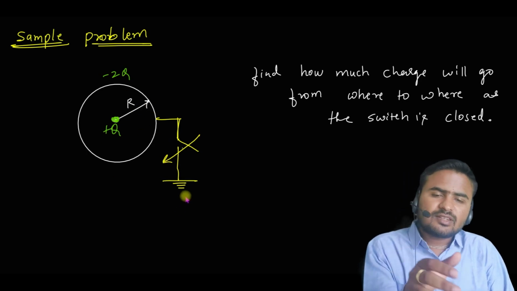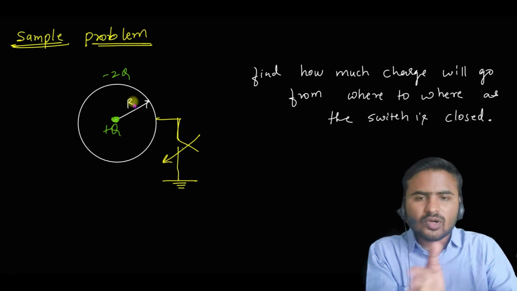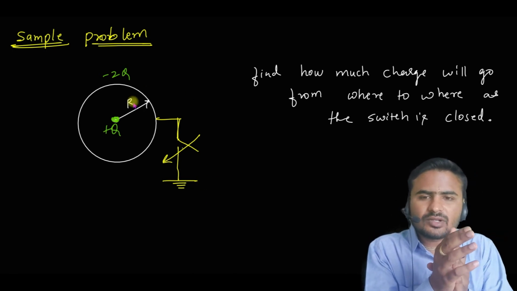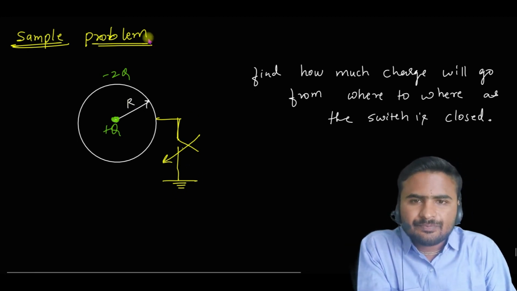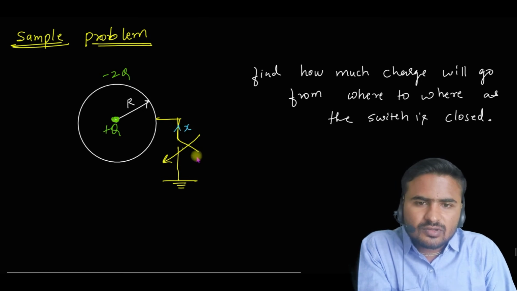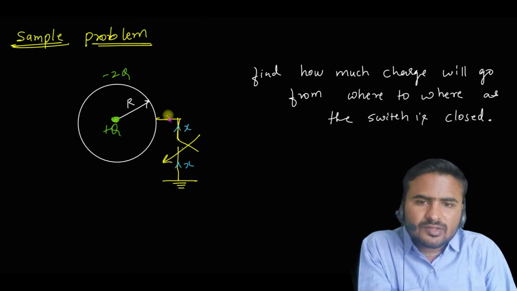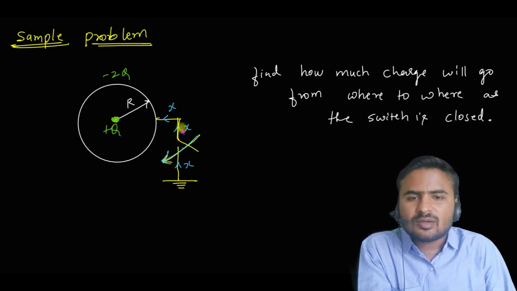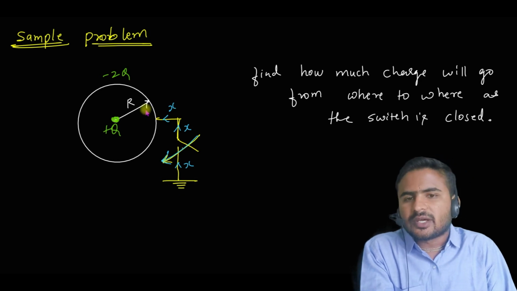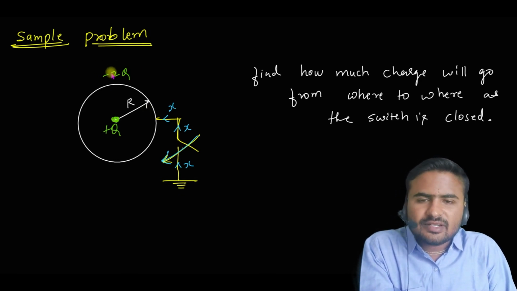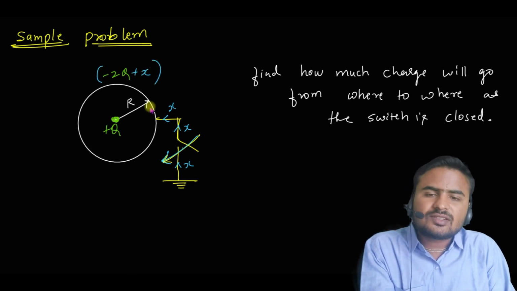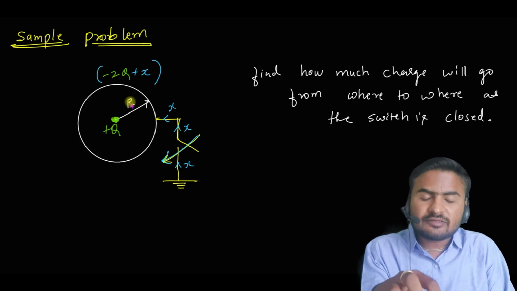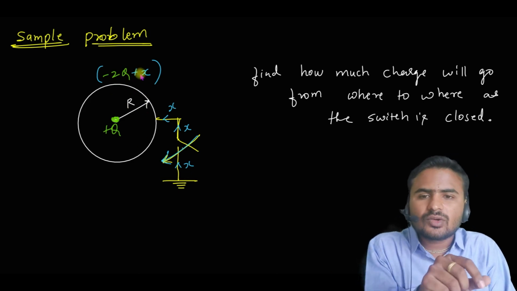For that to happen, some amount of charge may go from ground to the body or from body to the ground. That is what we are going to find out now. How much charge is going to go from where to where? Let us assume that charge x goes from ground to the sphere when the switch is closed. Already the charge present here is -2q. Along with that, if you add x amount of charge, the total charge on the surface of the spherical shell will become -2q plus x.